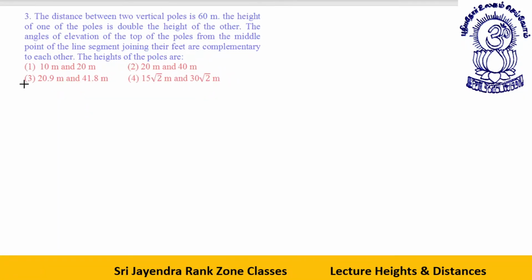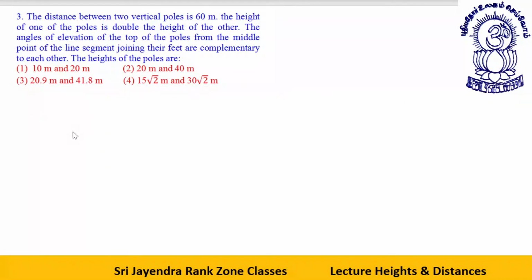The distance between two vertical poles is 60 meter. Height of one pole is double the height of the other. The angle of elevation of the top of the poles from the middle point of the line segment joining the poles are complementary to each other. The height of the poles are. This we have done. I think there is some mistake. Okay, this is similar to the previous one. That's why it's being shown again. But no problem. We can skip it. We have done this earlier.